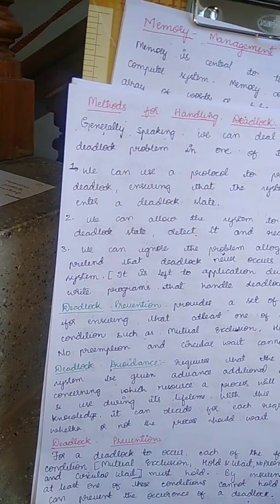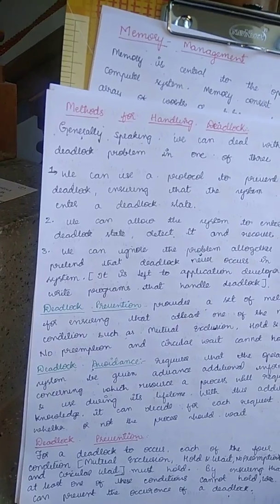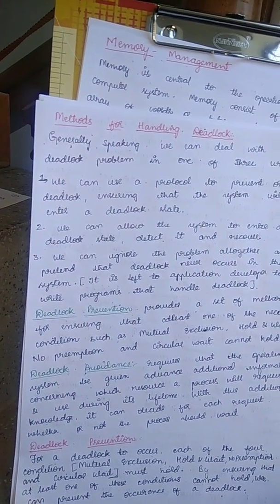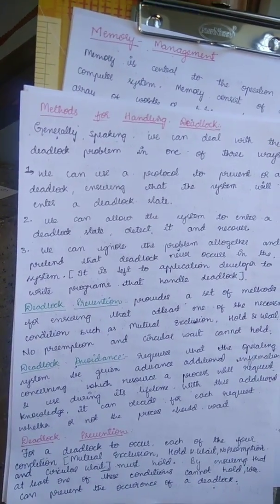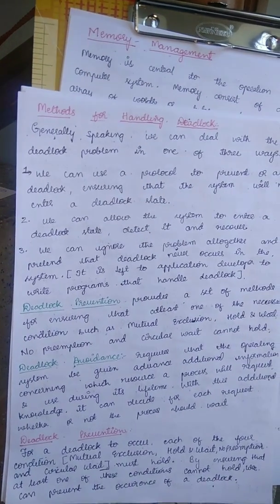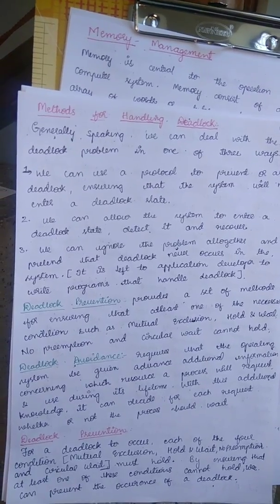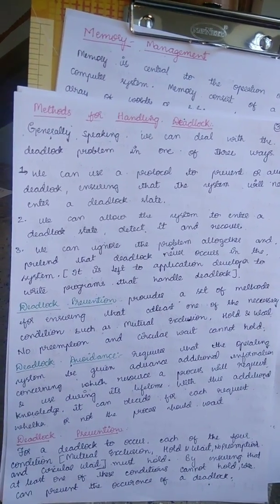Suppose P1 has a need of around 14 resources. Suppose only 13 resources are available, then there is no meaning in waiting for 14 resources when only 13 are available, right? So when we have this prior knowledge, we can make sure whether the process can wait or not.